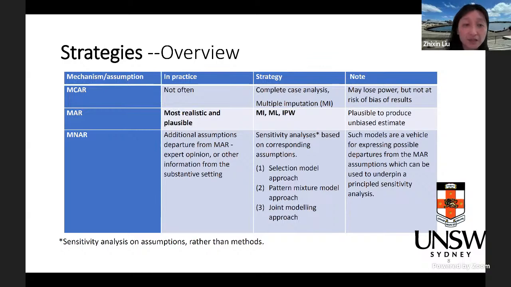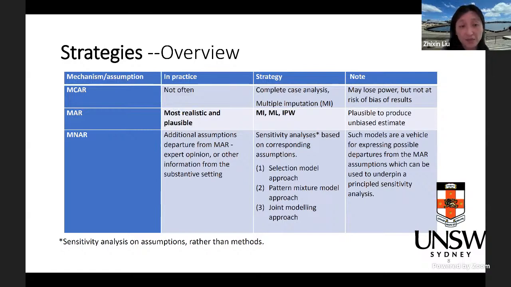The next is under the assumption or mechanism of missing at random. Like I said, a lot of strategies are developed under this assumption because it is the most common, realistic assumption. These include multiple imputation, maximum likelihood, and inverse probability weighting. So we will put more attention on this in the following slides.